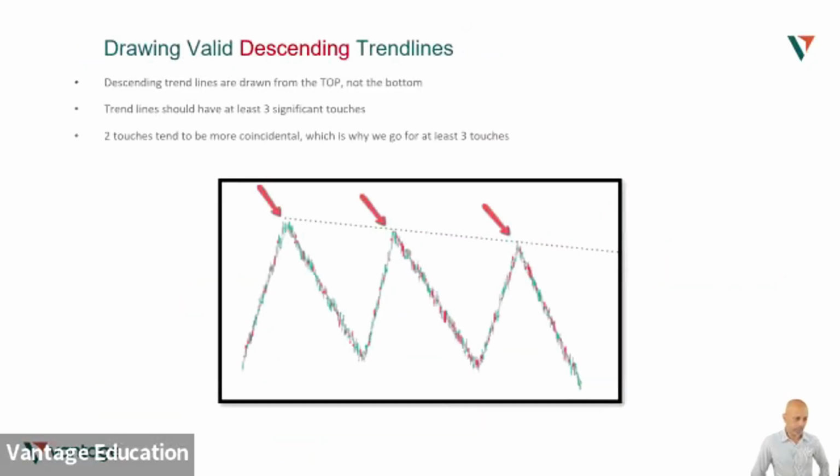Now, that was ascending trend lines, basically, which are support lines in an uptrend. Now we're going to be looking at descending trend lines, which is the opposite, right? So descending trend lines are resistance lines, and this is usually seen in a downtrend.